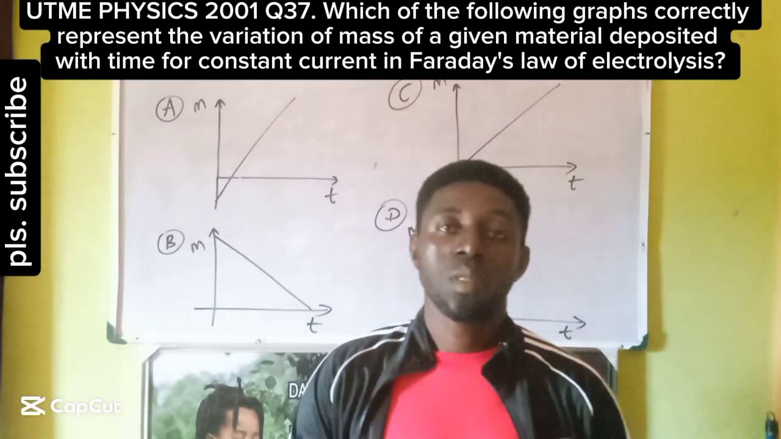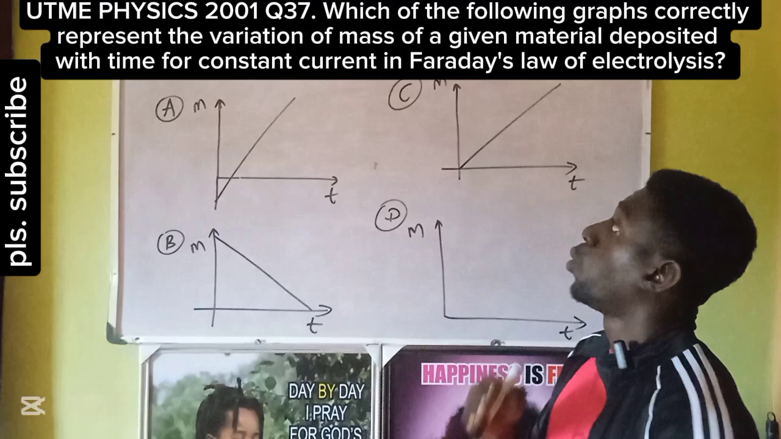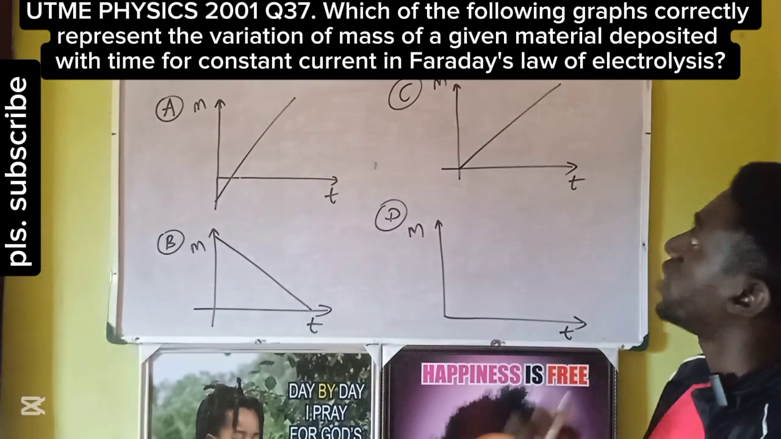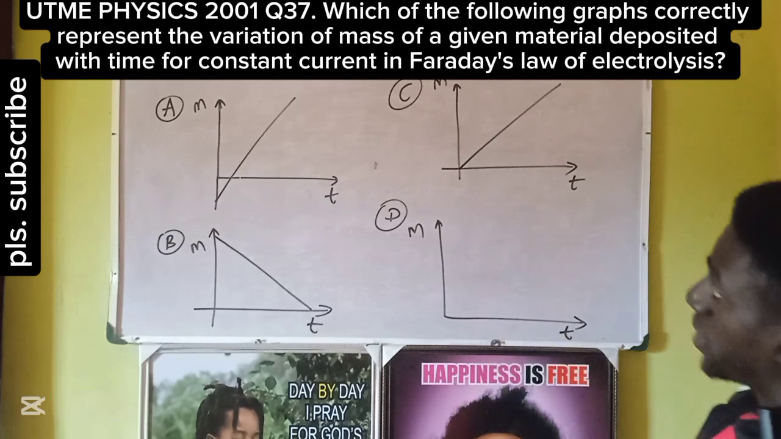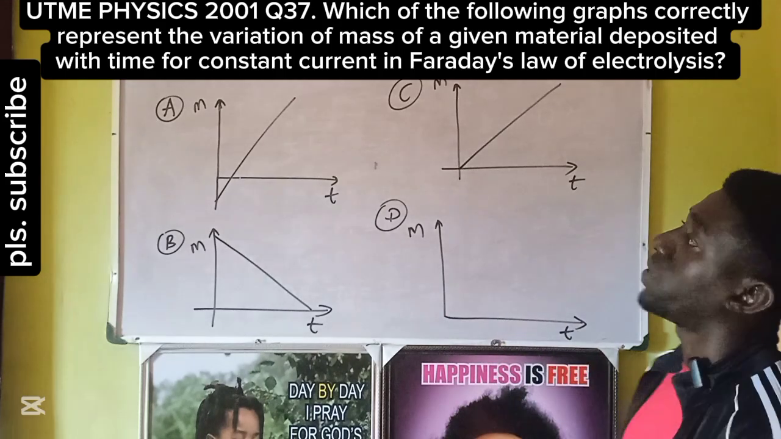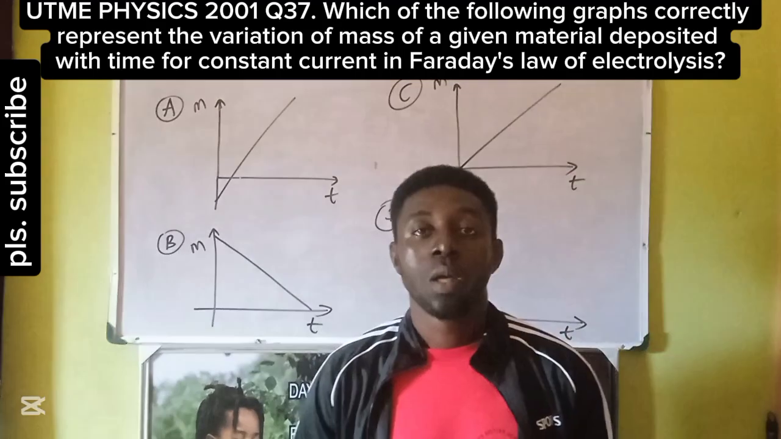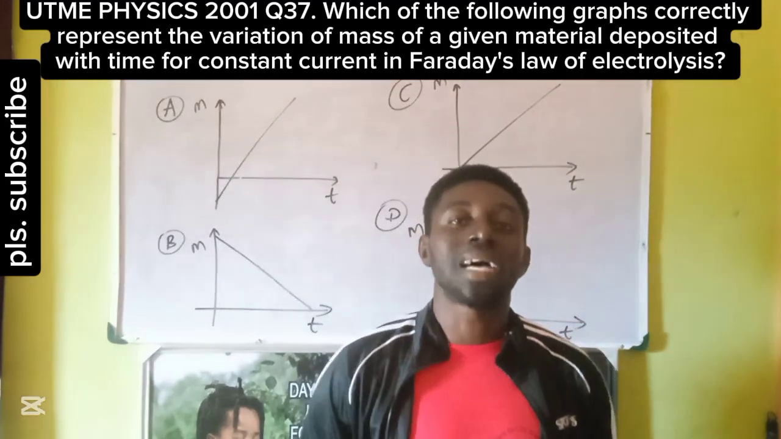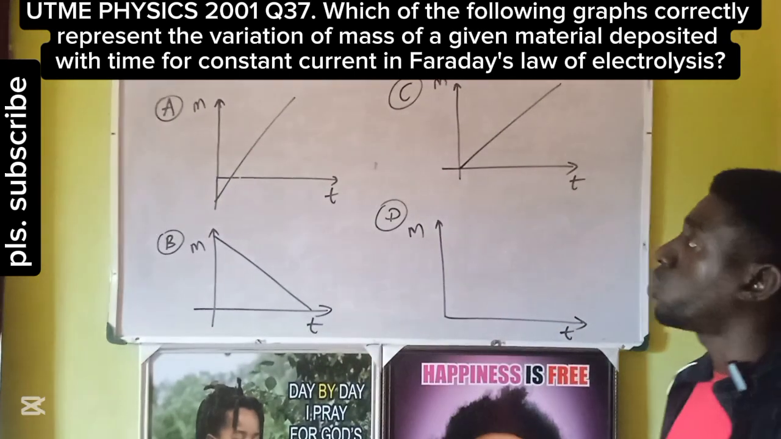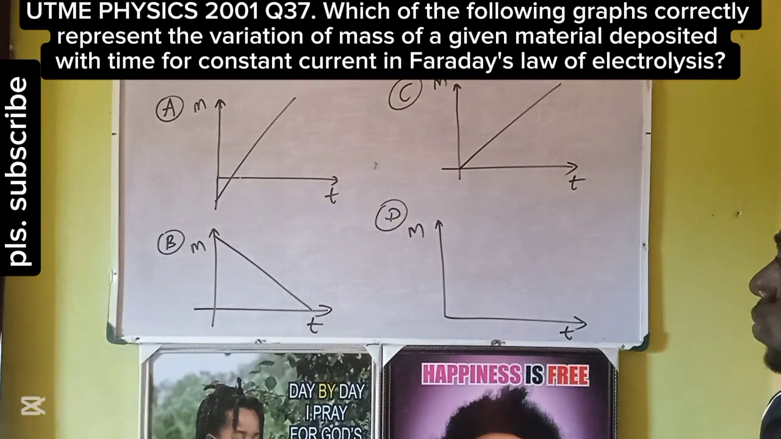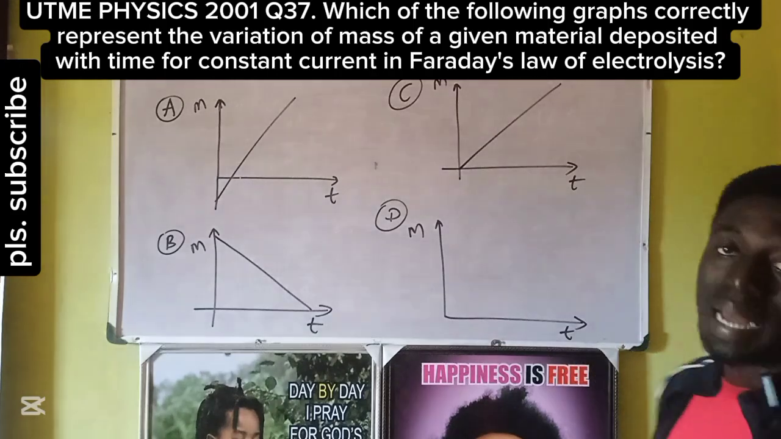Jump pass question 2001. Question number 37. Which of the following graphs correctly represents the variation of mass of a given material deposited with time for constant current in Faraday's law of electrolysis? This question is centered on Faraday's first law of electrolysis. As we look at the graphs, we'll be seeing the vertical and horizontal components, M and T.